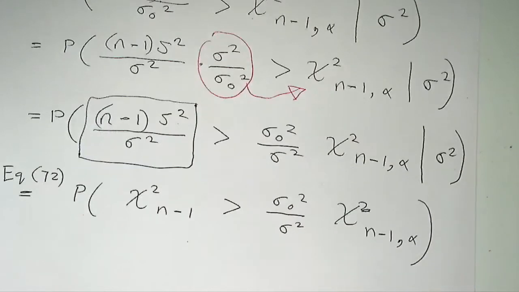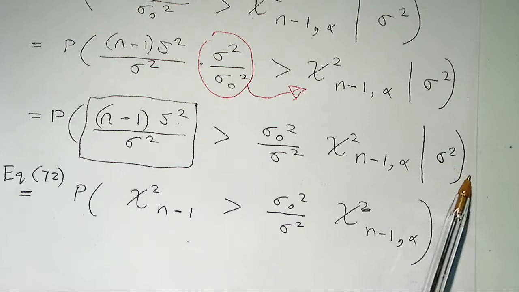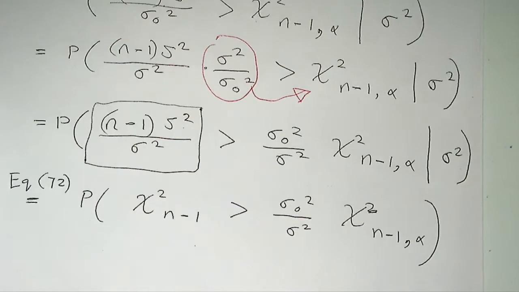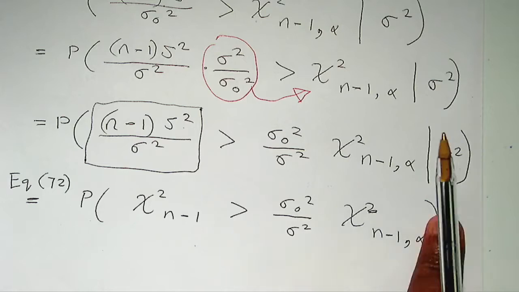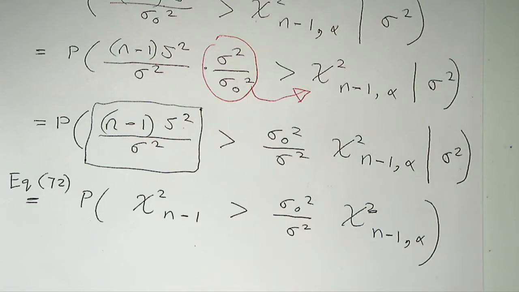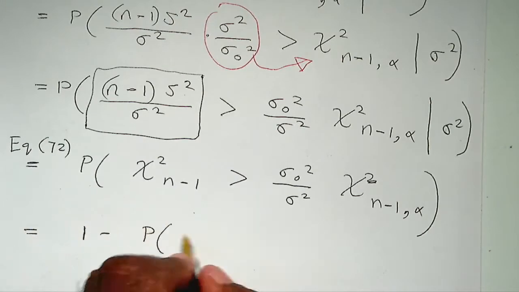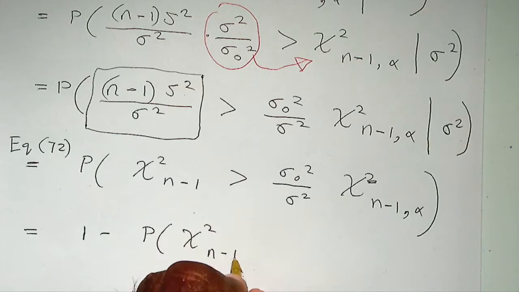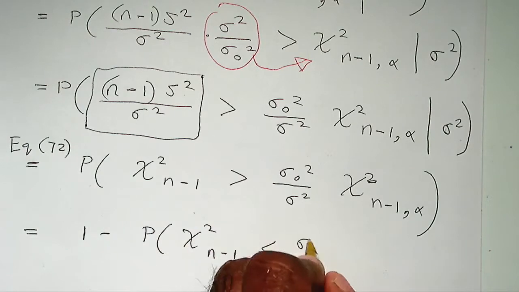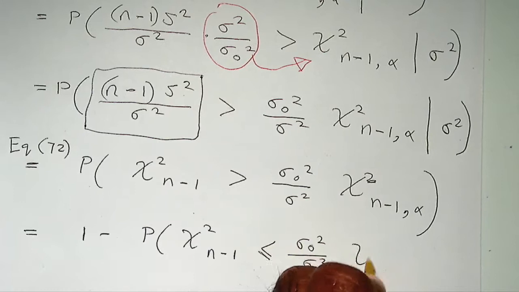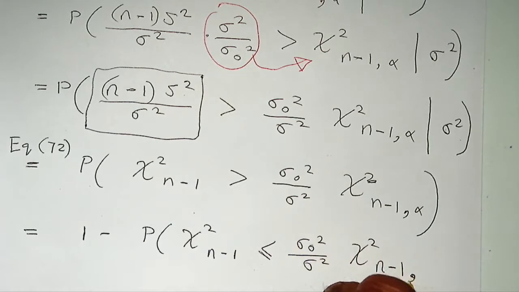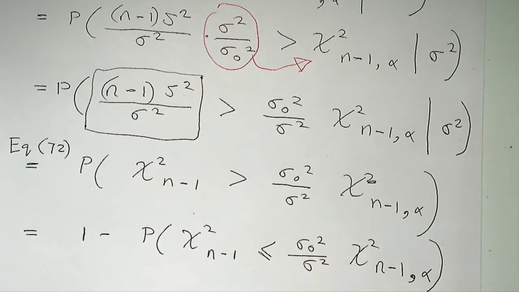Now once again, when I moved from this step to this step, I have removed this conditioning, because this conditioning has been used to argue that this has a chi-square distribution, and therefore we don't need it anymore, right? So you no longer need the conditioning. So this you can write as 1 minus the probability, okay, and that's it.